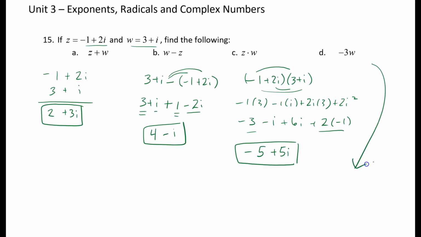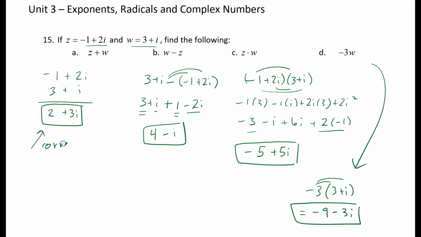And then the last one here, -3w. -3 times the complex number 3 plus i. That's pretty straightforward. We're just going to distribute that -3 to get -9 minus 3i. And I just noticed my answer key had an error on a here. The answer here is correct. I had accidentally had a -2 on the answer key.